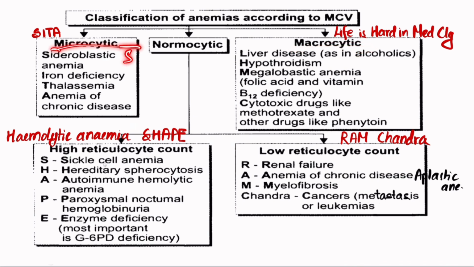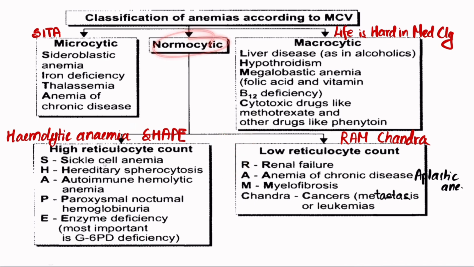In microcytic, you have SITA, SITA: S for sideroblastic, I for iron deficiency anemia, T for thalassemia, and A for anemia of chronic disease. In macrocytic, you have "life is hard in medical college": L for liver disease, H for hypothyroidism, M for megaloblastic anemia, and C for cytotoxic drugs. Then within normocytic, there is either, as I said earlier, an increase in the number of reticulocytes due to a decrease in the number of red cells, or a decrease in the number of reticulocytes even though there is a decrease in the number of red cells.